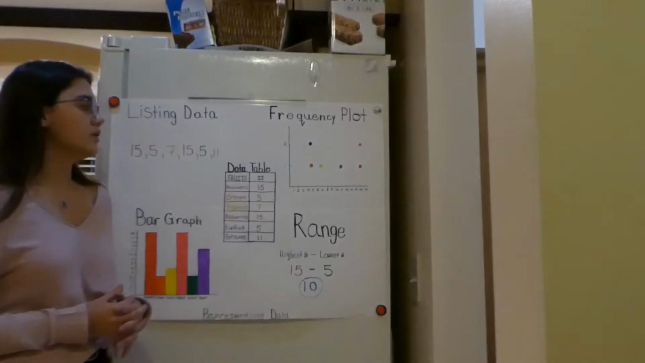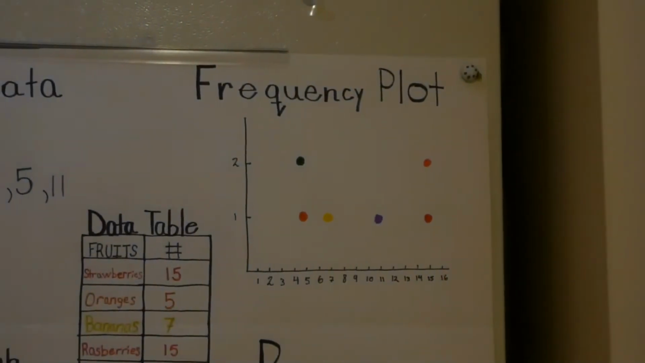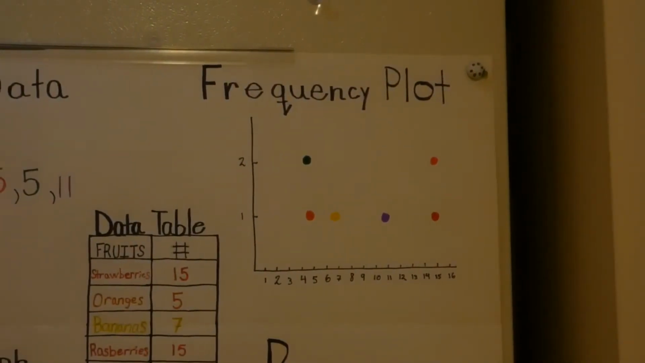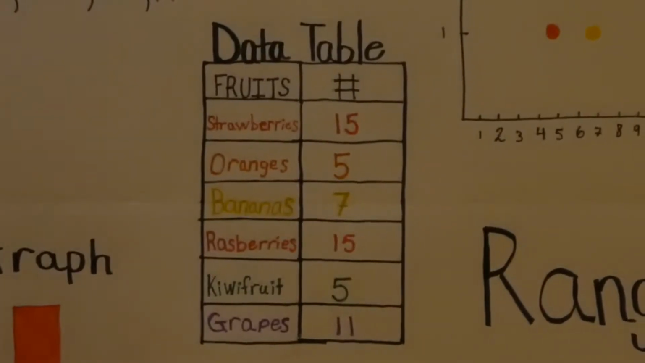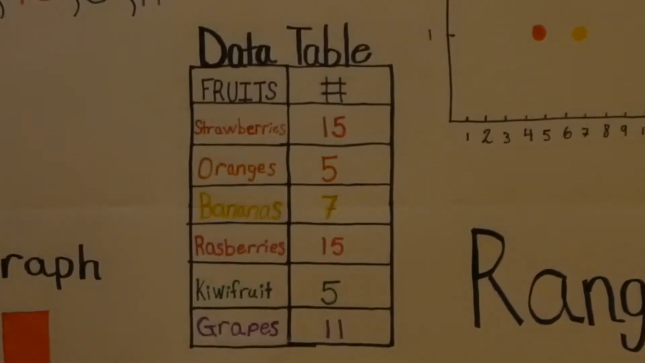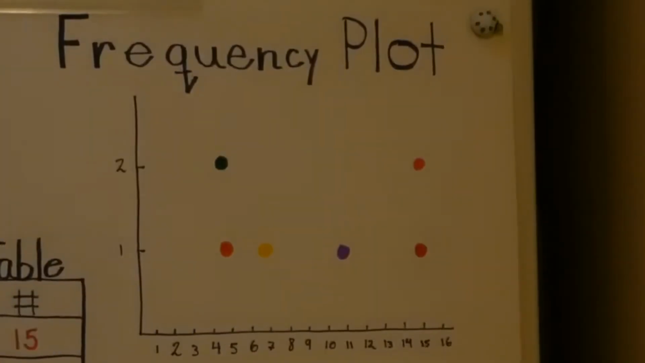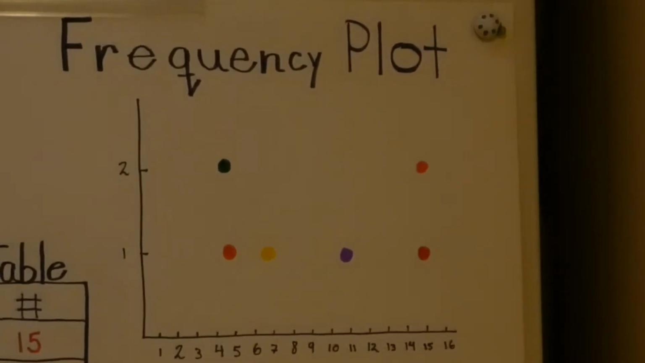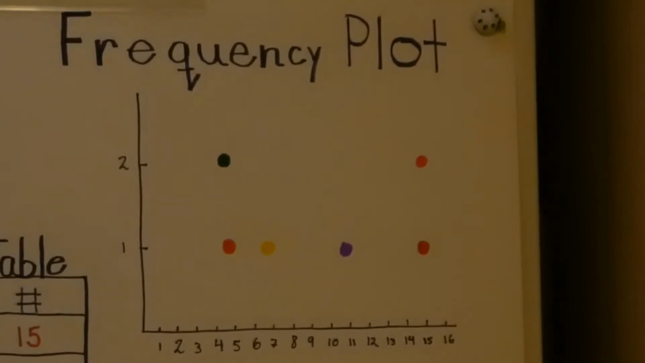In doing so, you create a graph where you record how many times a certain number is being repeated. So for example, if we go back to our data table, we see that 15 is repeated twice and 5 is as well. So when we are plotting our points on the frequency plot, we put 2 dots at the 5 and 2 dots at the 15. I have color-coded it so you can see which fruit is which.